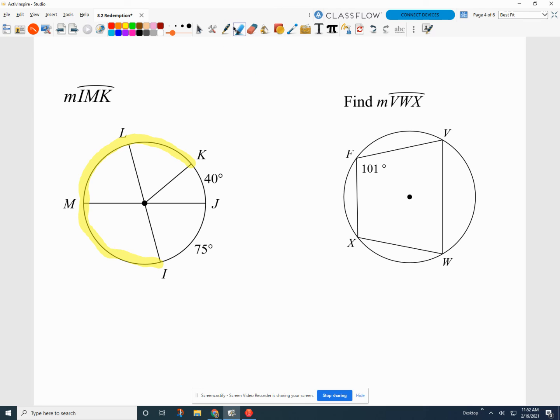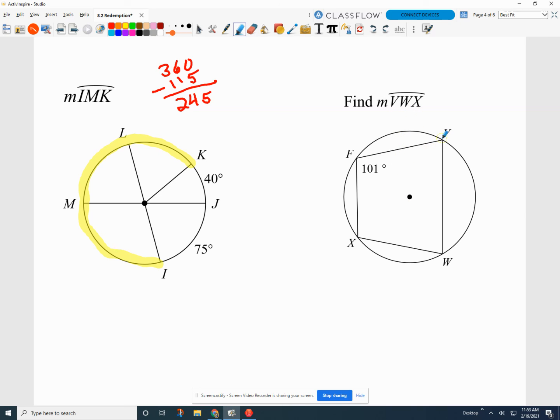This one I think is going to be a little bit easier if you look at what we need versus what we have, right? I need IMK, so this big arc around the outside. Well, I know the two pieces that aren't highlighted. So I'm just going to take 360, the whole circle, and I'm going to subtract off 115. Right? 40 plus 75 is 115. So I'm looking at 245 degrees.